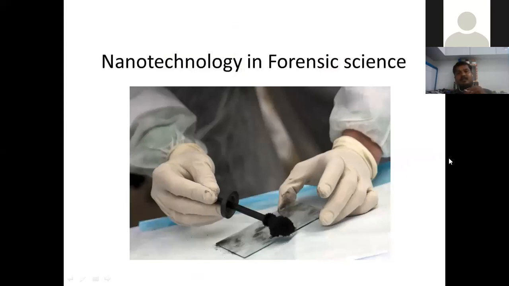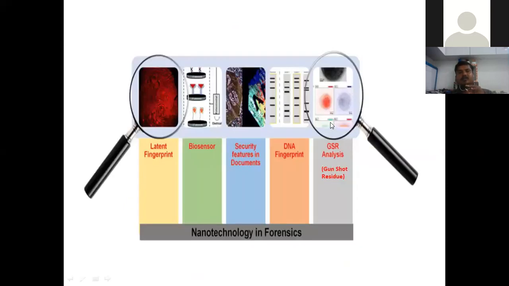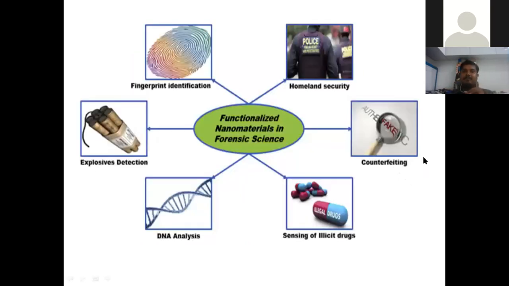See, security also comes under forensics, and especially in forensics, nanoparticles are used in latent fingerprint biosensors, security features in documents, DNA fingerprinting and GSR analysis, that is gunshot residue analysis. See, functionalized nanomaterials in forensic science, especially in fingerprint identification. In our lab last year, in collaboration with Dr. Abhirami, we did more than 20 projects in fingerprint identification using plant powder. That is herbal plant powder especially, and we used some nanoparticles also for fingerprint identification, and then homeland security, mainly in sensor applications, DNA analysis and explosive detection and all, I will explain.